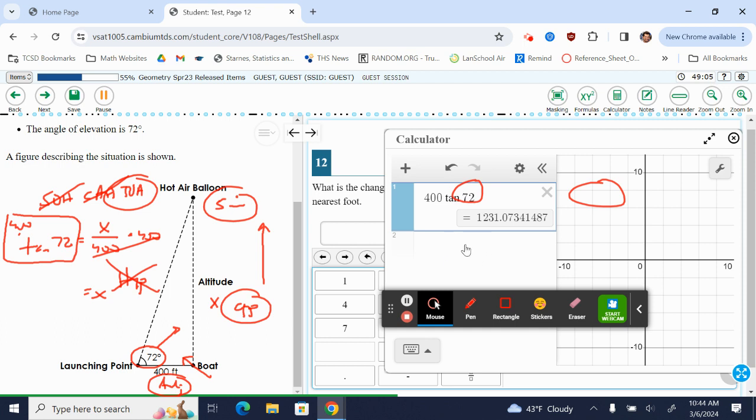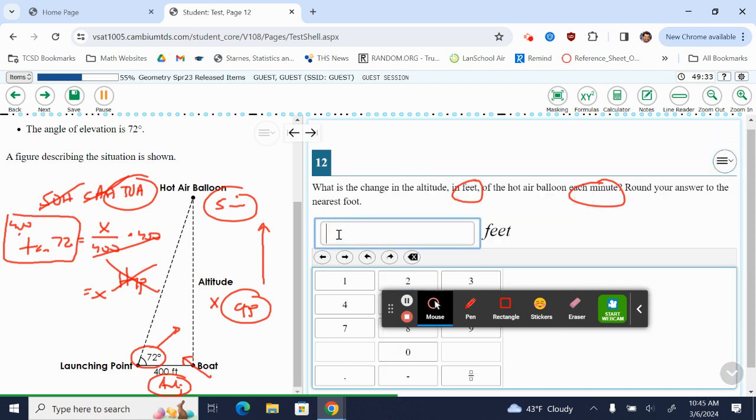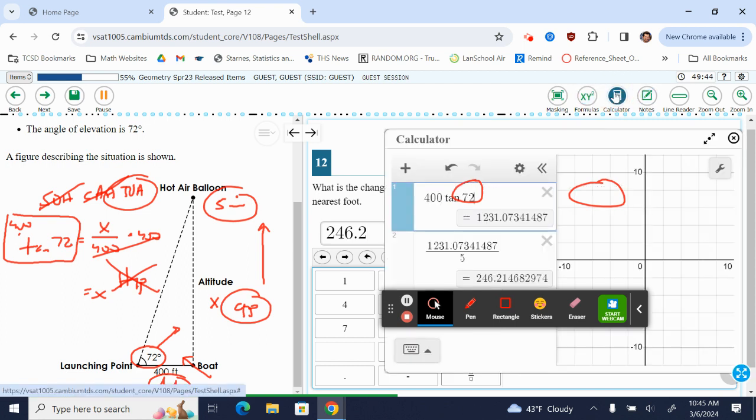So what I need to do now is I have to take that altitude and divide it by 5 minutes to see how much it's rising each minute. So 1231.073 divided by 5. And there we go. And that is going to be my rate that I'm rising at, 246.2. And that'll be my answer, 246.2. And again, it says how many feet, but it's asking for, how many feet is it rising per minute, which is essentially the rate, 246.2.